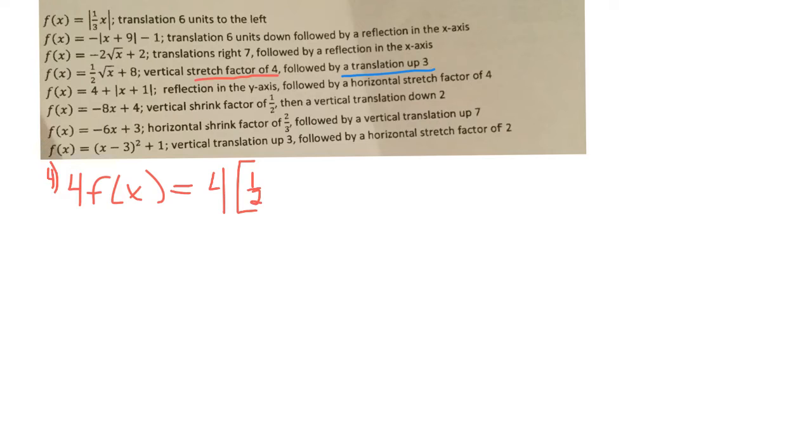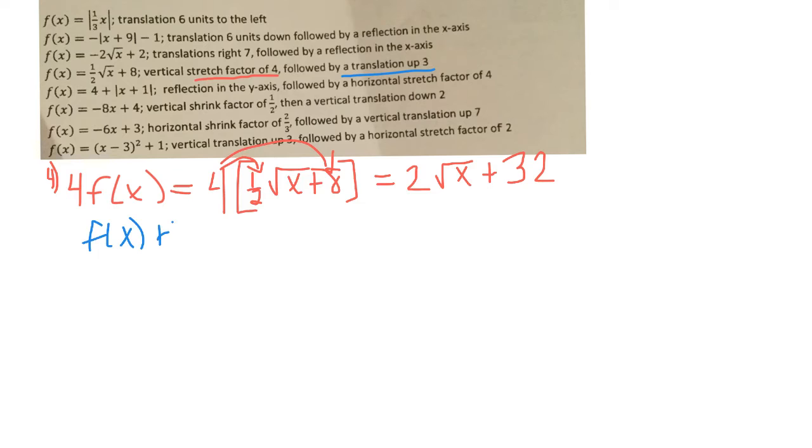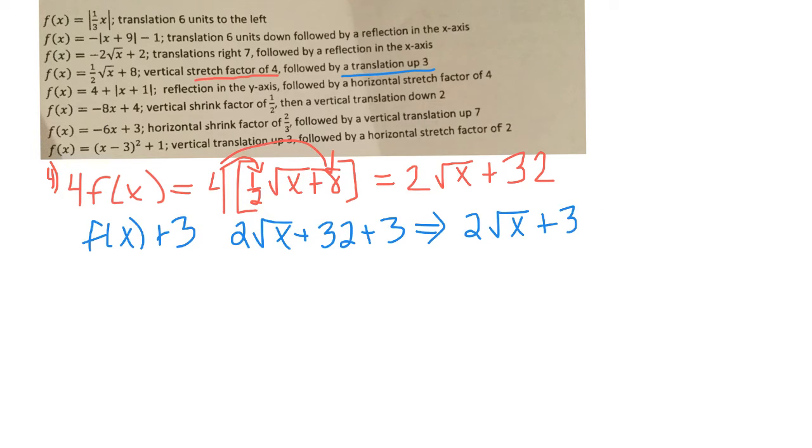1/2 square root of x plus 8. And 1/2 times 4 is 2 square root of x, and 4 times 8 is 32. So don't forget, it needs to distribute to both numbers. And then I'm going to do a translation up 3. That's f of x plus 3. So I take 2 square root of x plus 32 and add 3, and I get 2 square root of x plus 35.